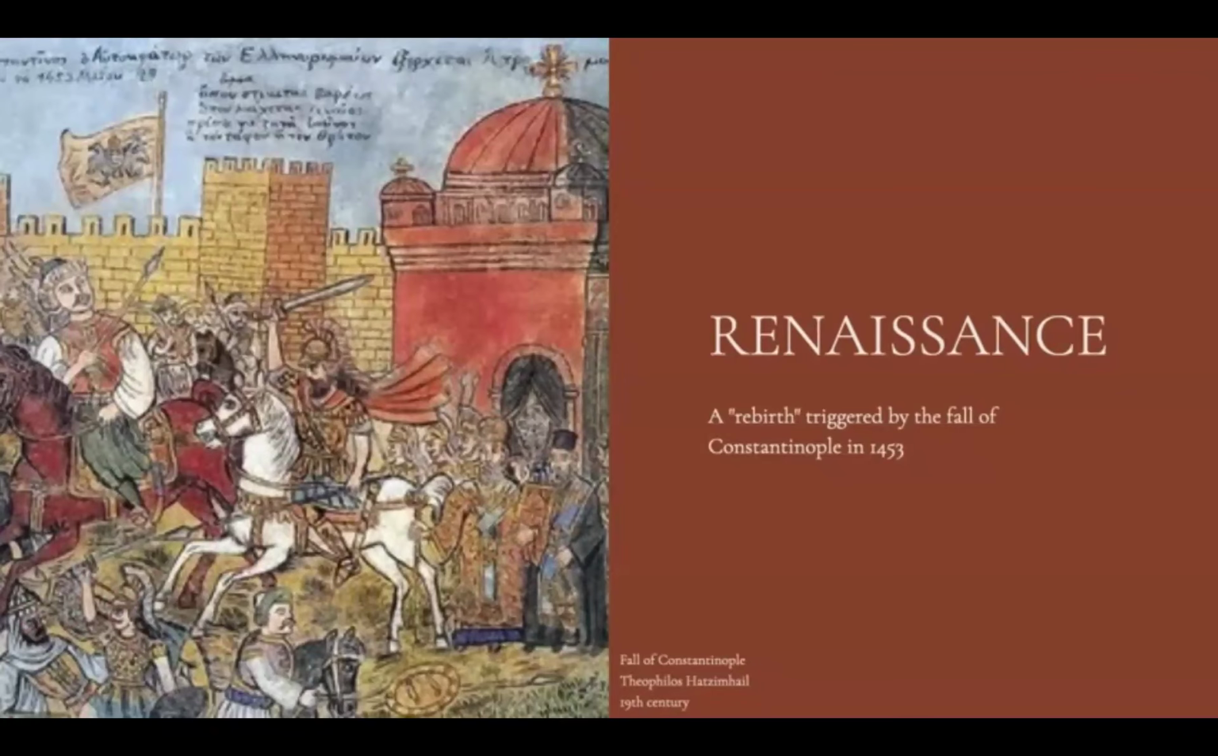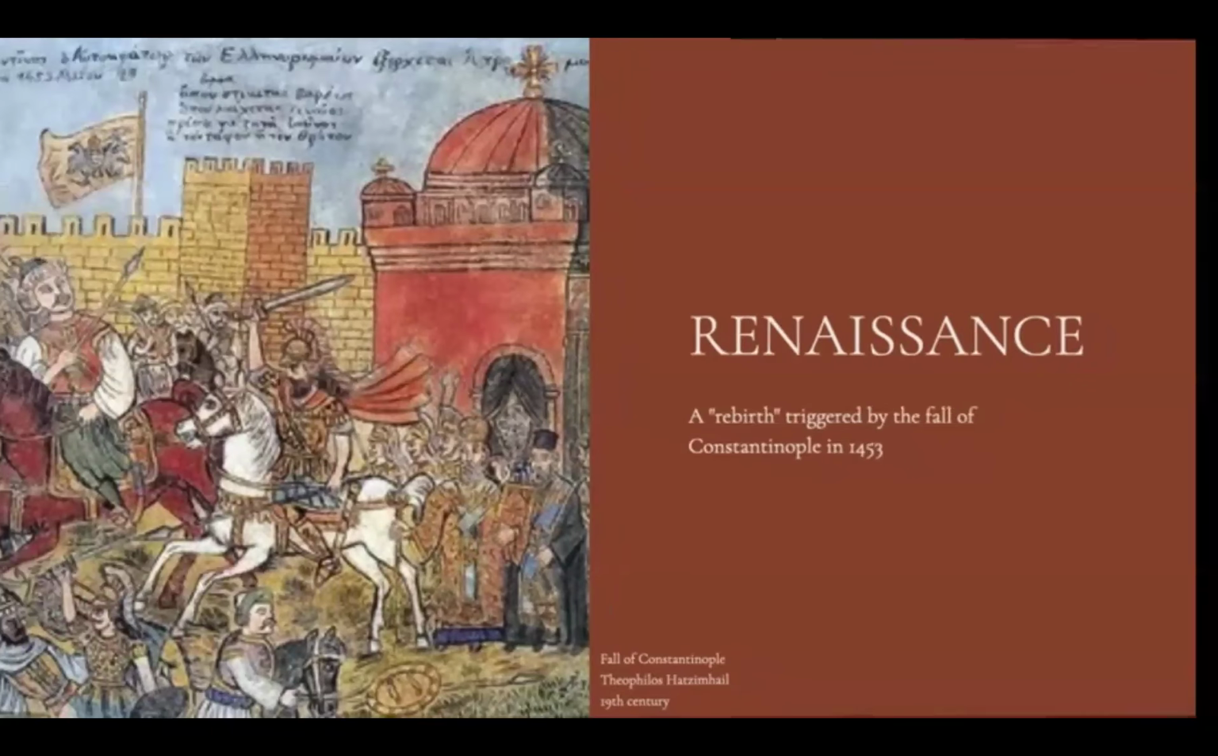Artists like Raphael, Botticelli, Leonardo da Vinci, and Michelangelo were inspired by these developments and created some of the most famous art in history.